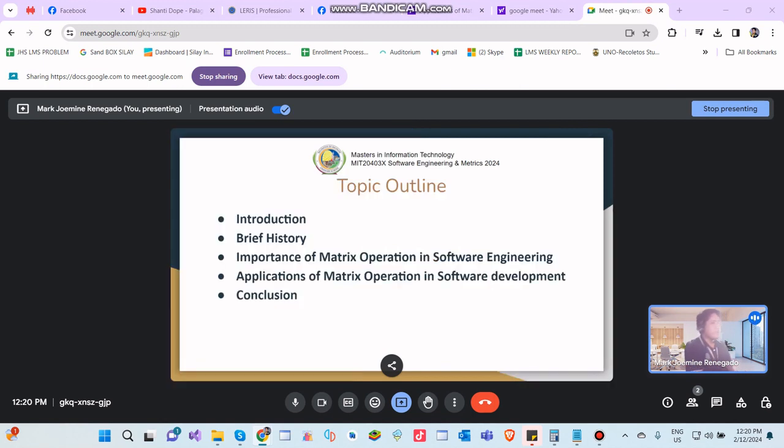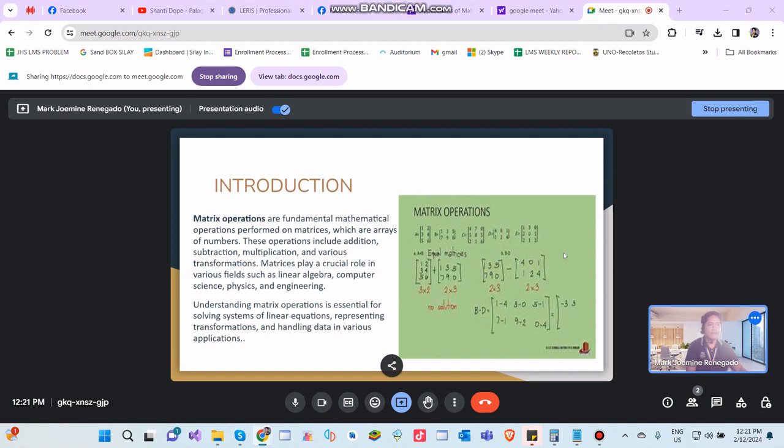So we have here the topic outline. We have the introduction of matrix operation. We also have the brief history of it and the importance of matrix operation in software engineering. We also have the applications of matrix operation in software development, and last but not the least is the conclusion. So let's go now to the introduction.